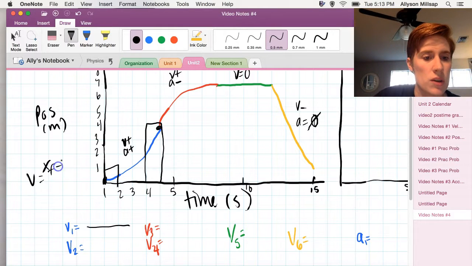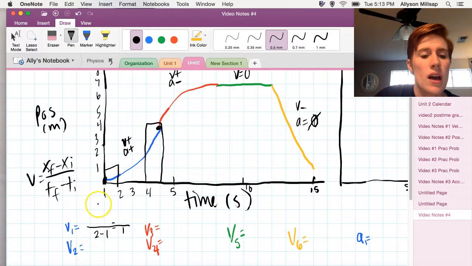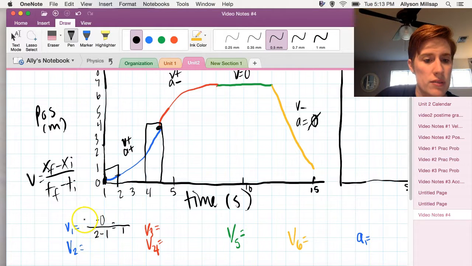Remember, this is our equation. So my time change, my final time is 2 seconds. My first time is 1 second. So my change is 1. And then what's my position? Well, I start at position 0. So that's my initial position. What's my final position? Well, it looks like it's right here at 1.5. I mean, not 1.5, half. So 0.5. So 0.5 minus 0 is 0.5. So 0.5 divided by 1 is 0.5. So this is my speed at this section. So at this section, my speed is 0.5.